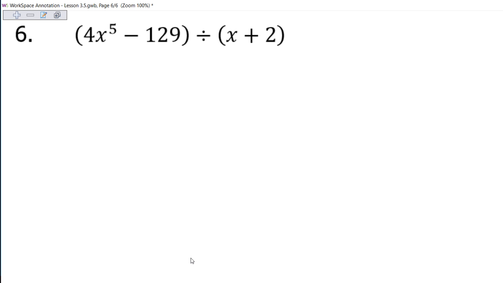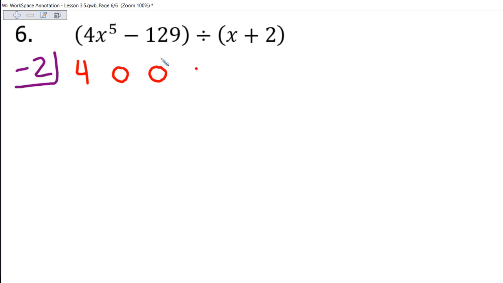Let's check problem number 6. Step 1, change the positive 2 to a negative 2, block it off. Now for my coefficients, for x to the 5th, we put a 4. What about for x to the 4th? Put a 0. What about for x to the 3rd? Put a 0. What about for x squared? Put a 0.